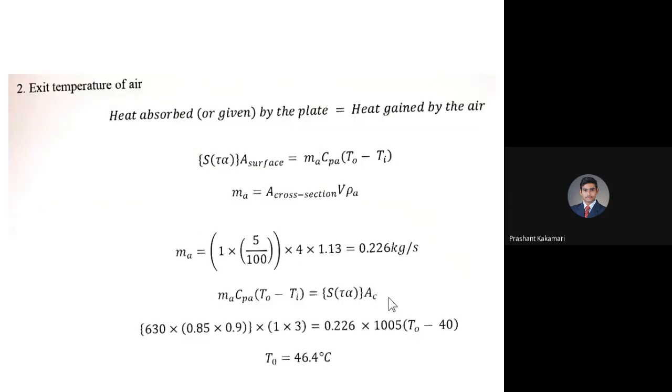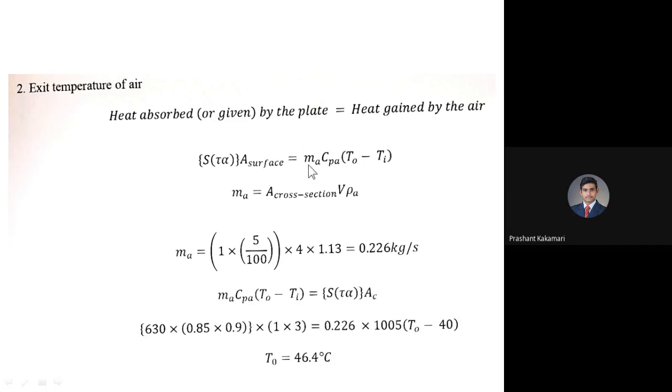So for that, what they have done in this problem is assume that the heat absorbed by the plate is equal to the heat gained by the air. But in reality, it is not correct. In reality, some bottom losses will be there, then some top losses, and some side losses will be there. But in the problem, we have not mentioned any losses. We have not mentioned any insulation materials or the conductivity of that insulation material. So whenever such things are not mentioned in the problem, they are considered negligible. So we take the heat absorbed by the plate equal to the heat gained by the air or the fluid.